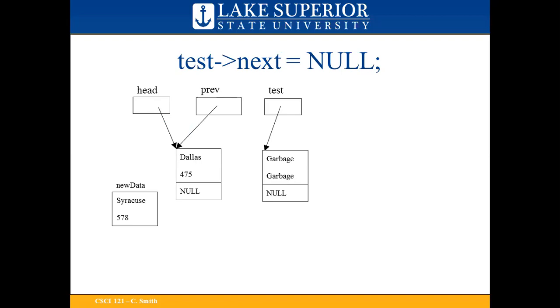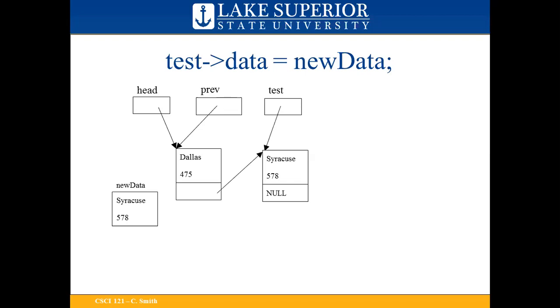The next thing we want to do is link this node onto the list, and that requires previous arrow next to be pointing at this new space. So previous arrow next equals test. That copies that address over. And then test arrow data equals new data, copies the data in, and we're done. So that's our after the end case.